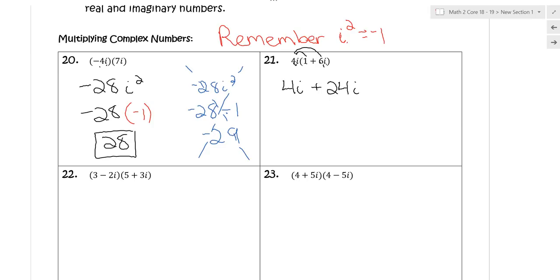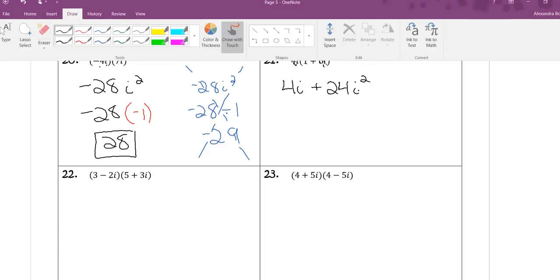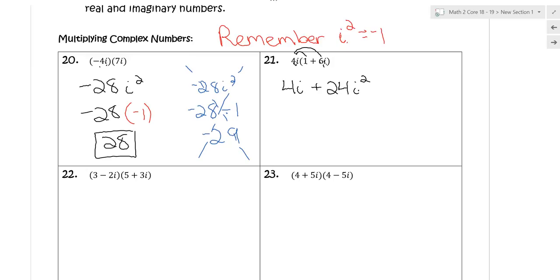Oh, I didn't put the i squared in. I said it. Again, that's because i times i is i squared, just like x times x is x squared. Just like in our last one, I'm going to replace that i squared with negative 1. And we get our final answer of 4i, since positive 24 times negative 1 is negative 24.